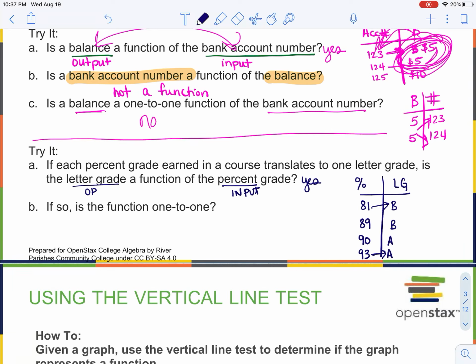If so, for part B, is the function one-to-one? So basically, you want to go the other way.